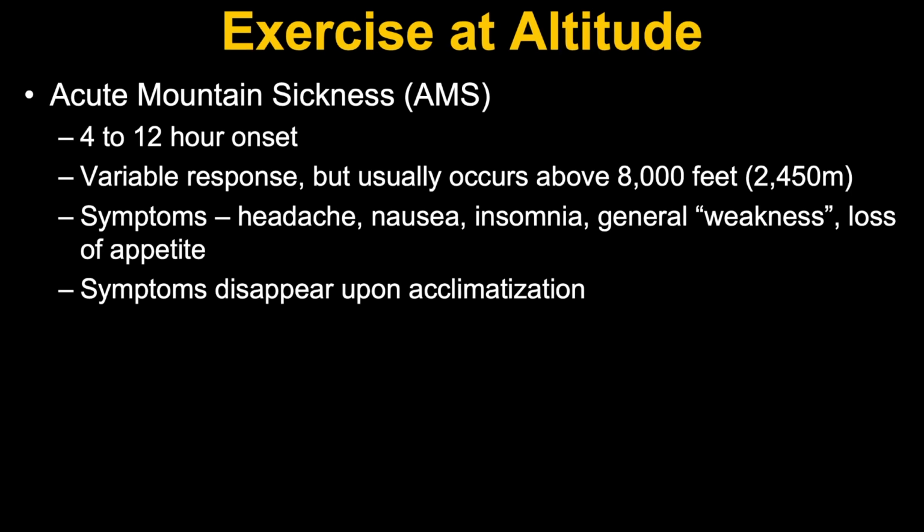Acute mountain sickness typically happens when lowlanders flying in an airplane go to a destination that's at higher altitude. This typically happens 4 to 12 hours after arriving at the location that's at high altitude. People will vary in their response to altitude, but generally, most people will experience symptoms above 8,000 feet or about 2,500 meters. Severe cases of AMS are going to happen at about 2 of every 10,000 visitors to altitude. The symptoms include a headache, nausea, insomnia, general weakness, and a loss of appetite. Symptoms can disappear once the person becomes acclimated to the altitude.